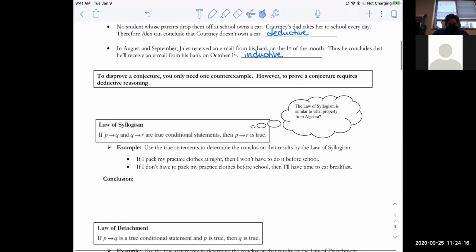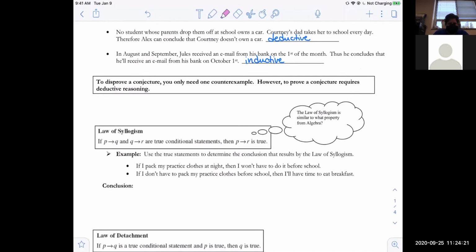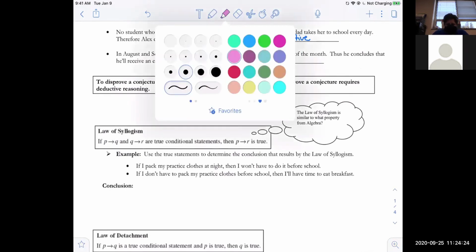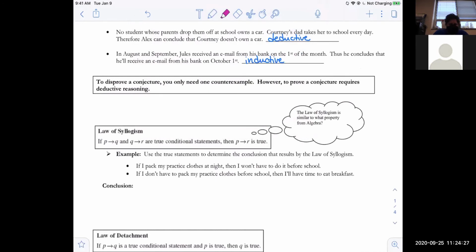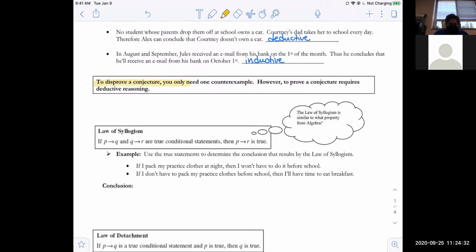All right, counterexamples. Just a reminder, when you are trying to disprove a statement, which is a conjecture, then one counterexample will do it. But if you're trying to prove a conjecture is true, you're using deductive reasoning. So you start with a given and you apply rules, policies, procedures, definitions in math, theorems, and postulates, and develop an argument.